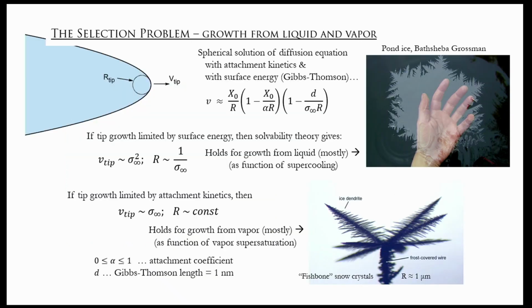And what turns out to be, there's 2 possibilities. It can either be the attachment kinetics or the surface energy. And so if you take a spherical system and you calculate the velocity as a function of various parameters, okay, you get the velocity is some constant, and there's a supersaturation in there, divided by the radius. That's a normal spherical solution. V goes like 1 over r.